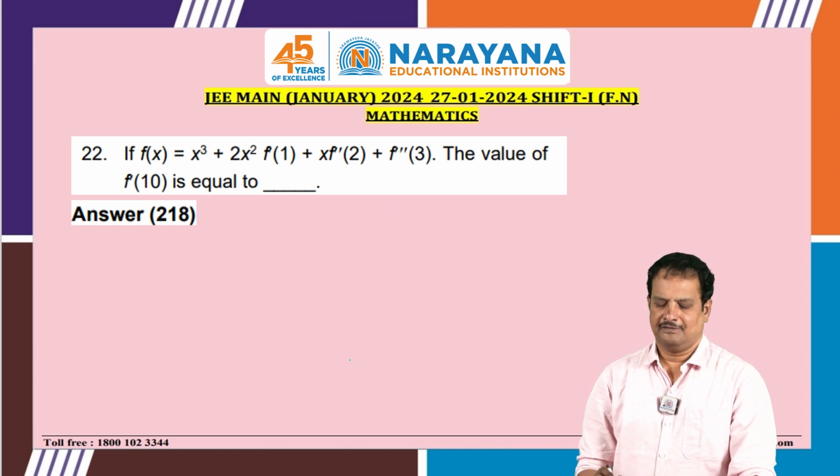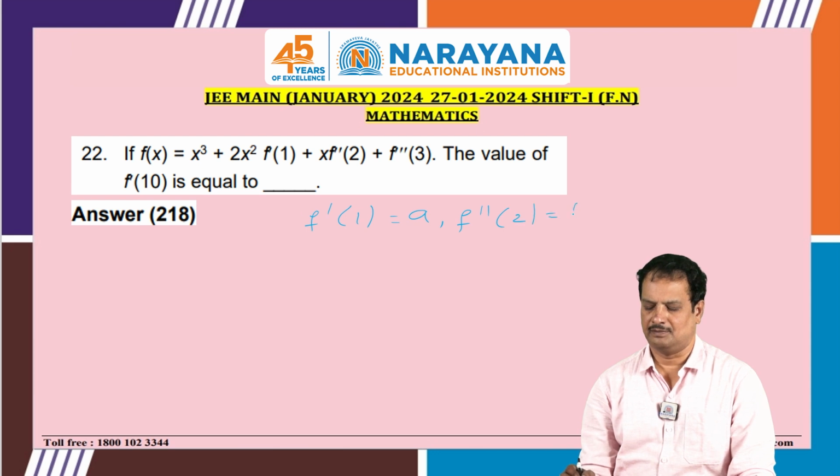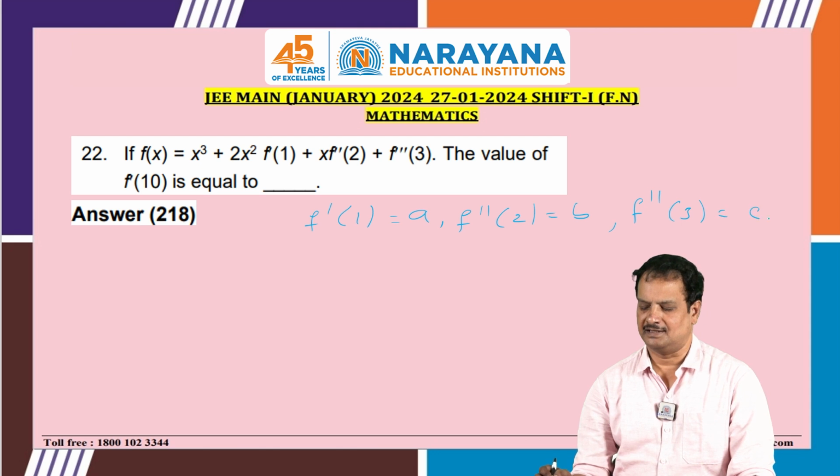So this is f of x equal to x cube plus 2x square into f dash 1, next one x into, this is what? Okay, that is f double dash 2. And this is f triple dash 3. Then what is the value of f of 10? So in this case, actually, you take f dash 1 as small a, for example. Next, f double dash 2 as small b. Next one, f triple dash 3 as c.